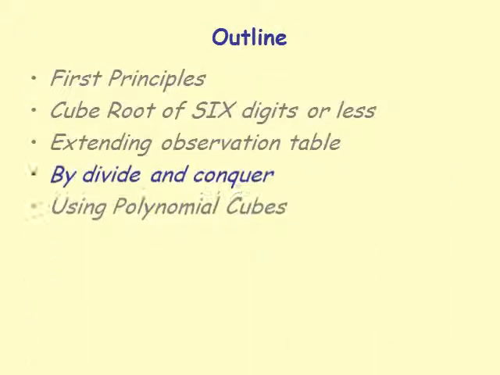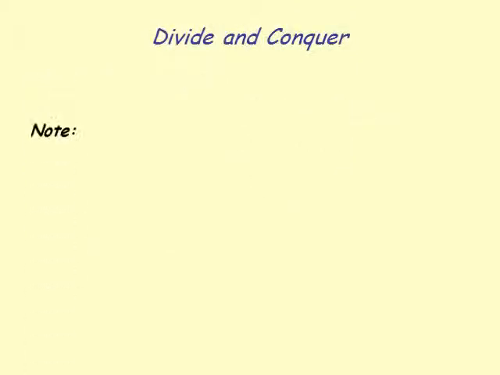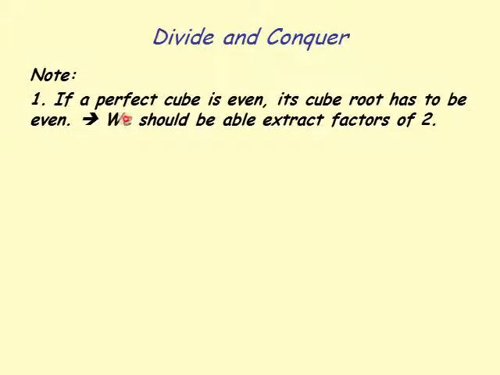Let's do next section here. So we would now look through divide and conquer. How do we compute cube root of a perfect cube using divide and conquer? So we would do this thing here. First we will note some observations we'll make. If a perfect cube is even, its cube root has to be even. We should be able to extract factors of 2.